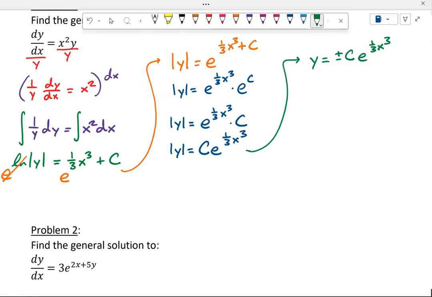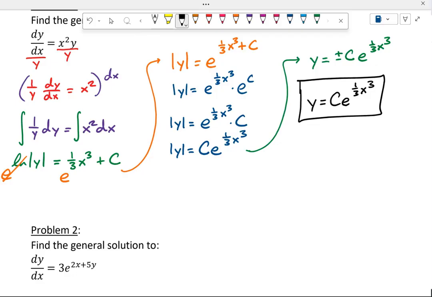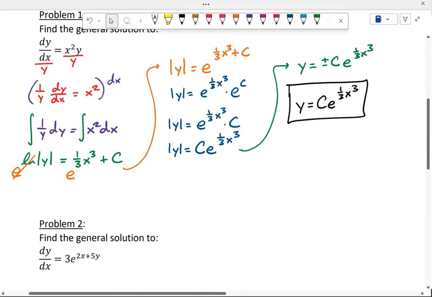But as we discussed yesterday, if it is a plus or minus a constant, do we actually need the plus or minus? Not in our final answer. If you do, it's not wrong. You can leave them. But you can also just leave it as c e to the 1/3 x cubed. And that would be our answer.